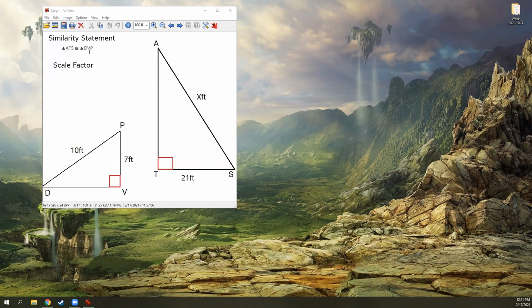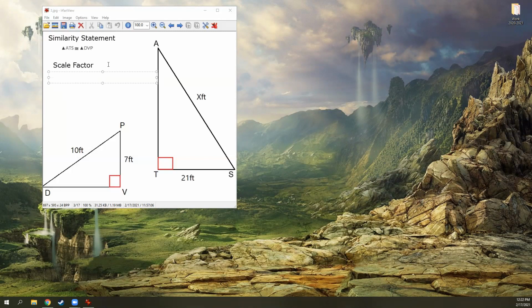We got that all set up. Now we need to figure out how to solve for this missing side, this x feet. We have 21 feet and x feet, 7 feet and 10 feet. There are two ways to do this. The first way is to find the scale factor and then multiply by it. We'll do that first, and then I'll show you an easier way, at least a way that I'm fairly certain is easier. But I have to teach you the scale factor. That's part of the curriculum. So let's do this first.